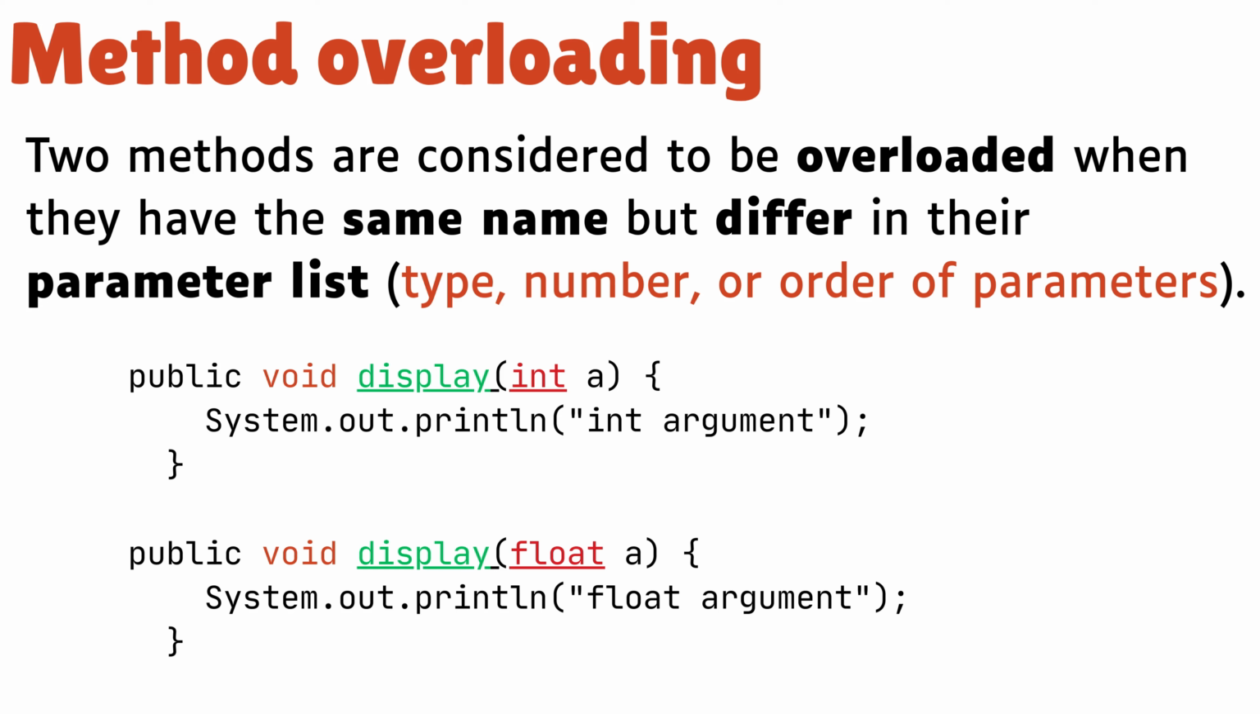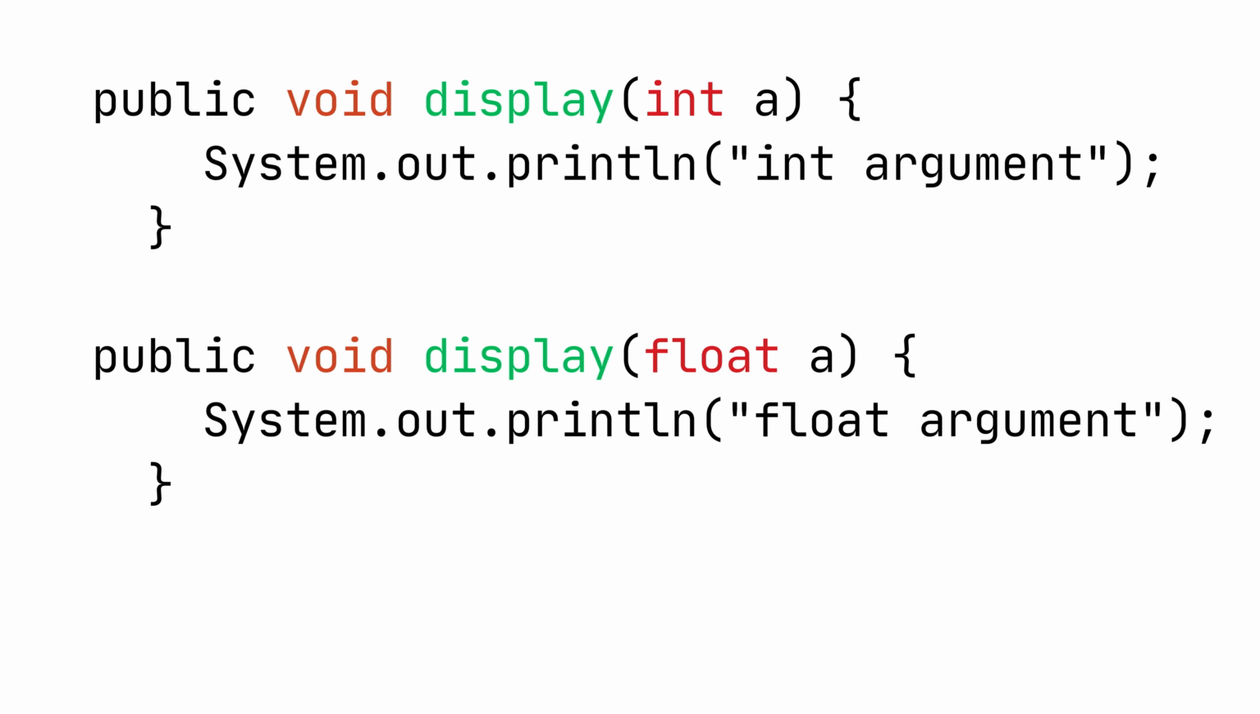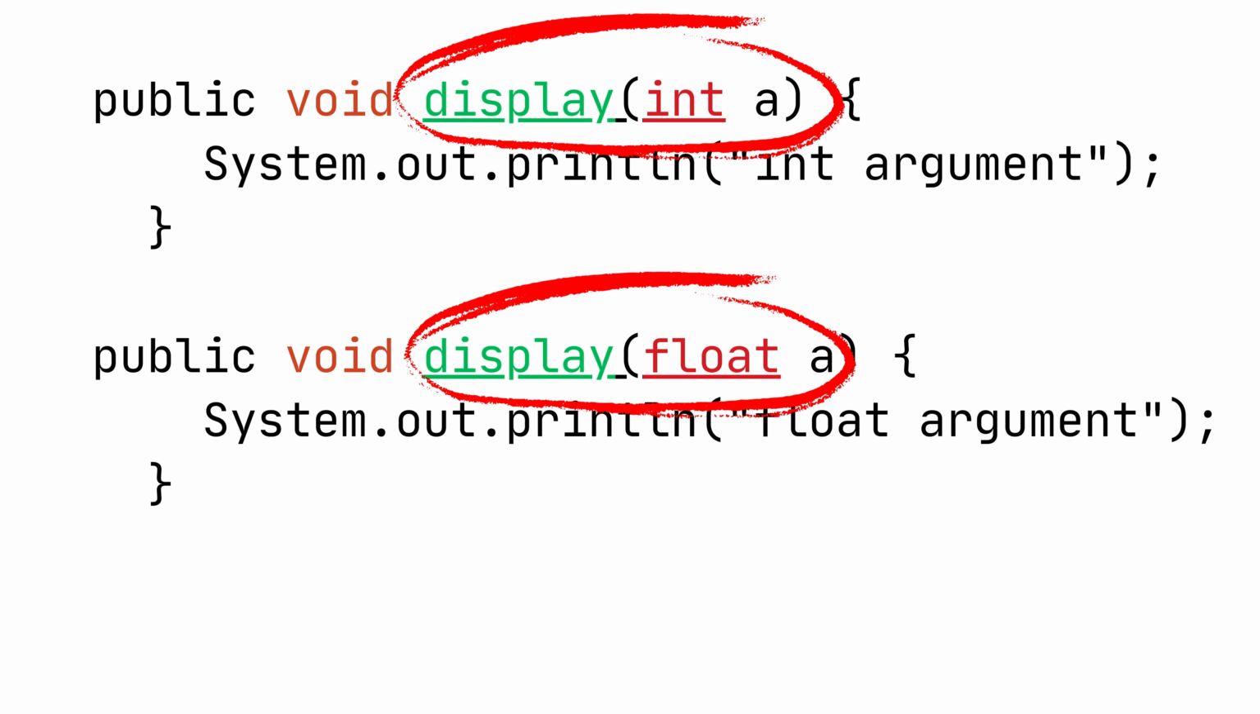Alright, so in Java, two methods are said to be overloaded when they have the same name and differ in the arguments. The difference in parameters can be in the type, the number, or even the order of the parameters. Let's see with an example. These two are now overloaded methods because they share the same name but have different arguments. In this case, the difference is in the type of the arguments. First display method takes int arguments and second takes float.